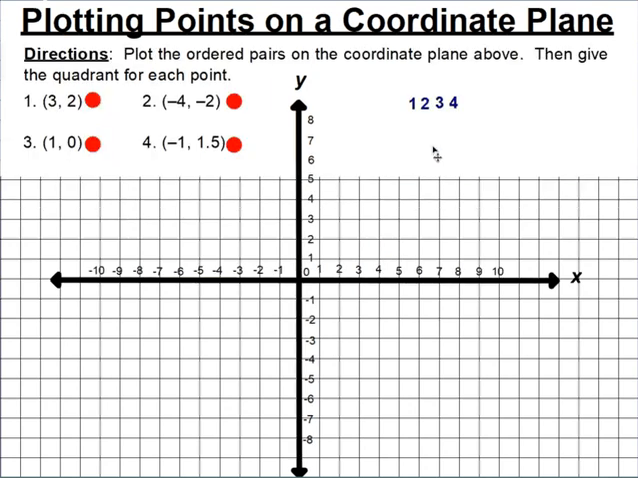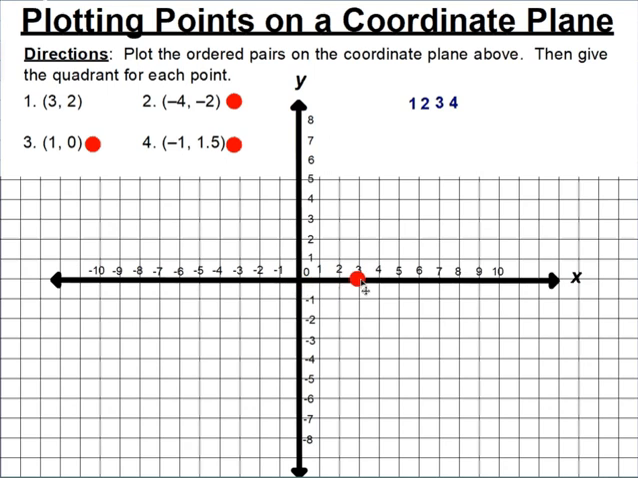Hit pause on your video, try to find the location of these 4 ordered pairs, and then we'll go over it together in a minute. Let's start with question 1. The ordered pair (3, 2) has to be plotted by starting at the origin, just like we always should, and using the x-coordinate of 3 to move to 3 on the x-axis.